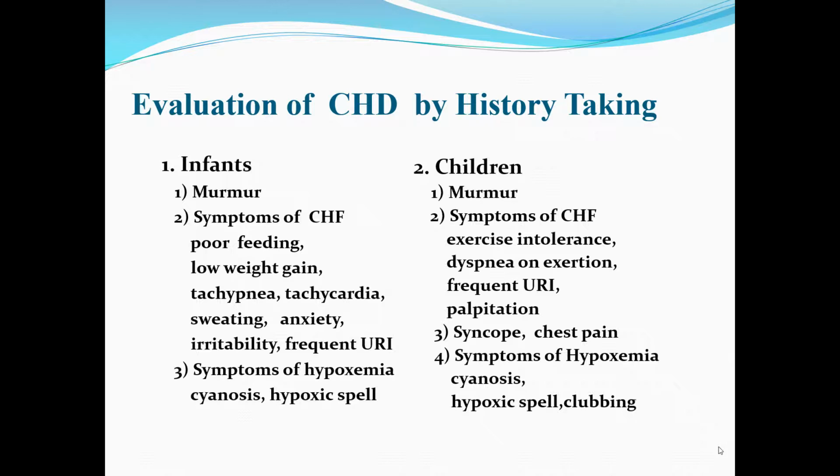Symptoms of hypoxemia: cyanosis, and hypoxic spells may occur, especially in severe types of tetralogy of Fallot. In children, there may be murmur, symptoms of congestive heart failure, and exercise intolerance. You see that those children with congenital heart disease have a lower tolerance for exercise than their age mates.